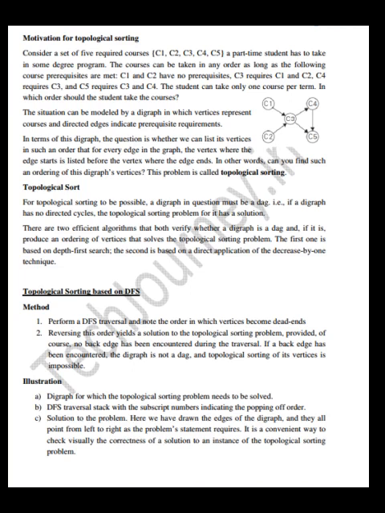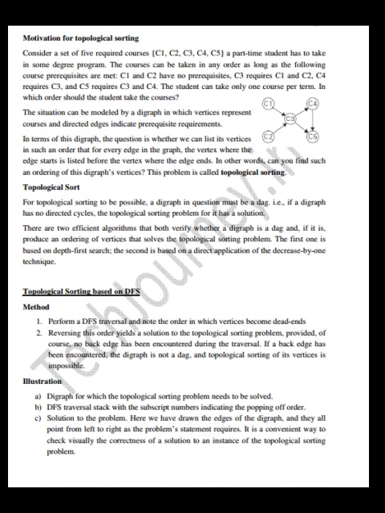For topological sorting to be possible, a digraph in question must be a DAG. That is, if a digraph has no directed cycles, the topological sorting problem for it has a solution. There are two efficient algorithms that both verify whether a digraph is a DAG and, if it is, produce an ordering of the vertices that solves the topological sorting problem. The first one is based on depth first search. The second one is based on the direct application of the decrease by one technique. Now let us see topological sorting based on the DFS method.